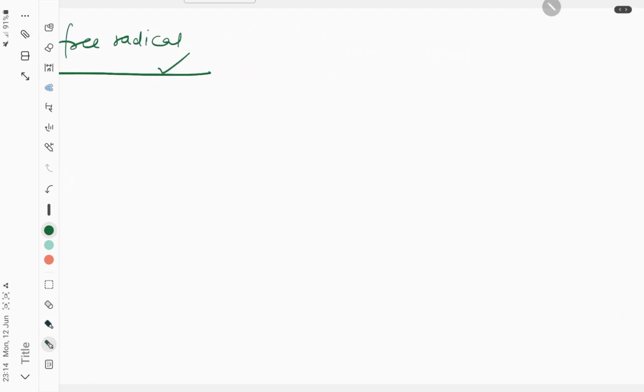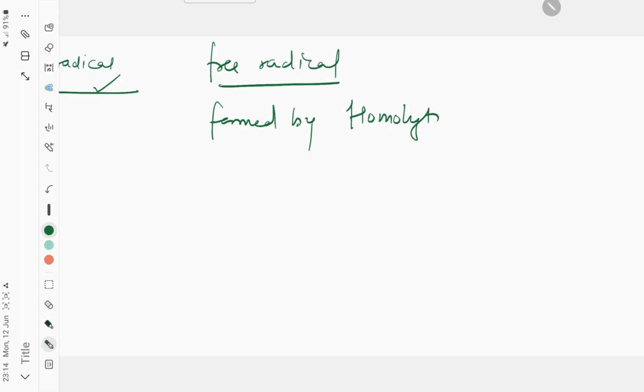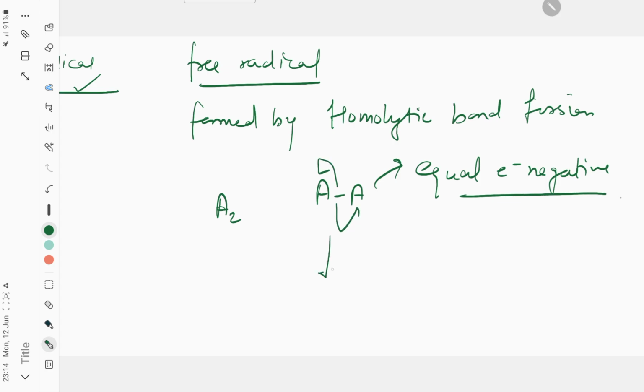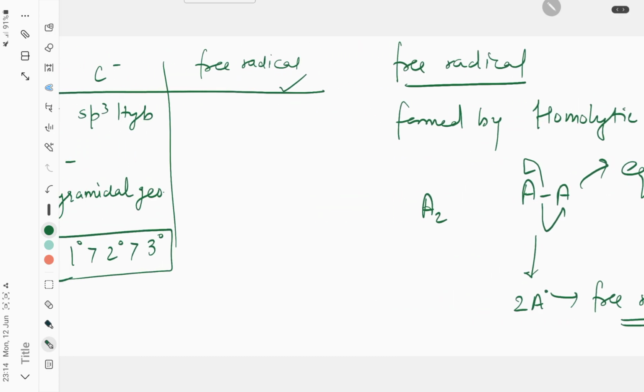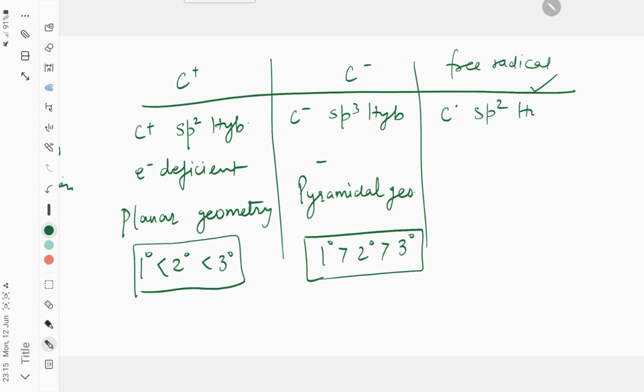Now it's the turn of the free radical. What is a free radical? Free radicals are formed by homolytic bond fission. For example, A2, where the two atoms are the same, with equal electronegativity, so the electrons are shared equally. If they break their bond, then two A dots are formed. This shows a free radical. And the free radical has C dot, which is sp2 hybridized, and the structure is planar.